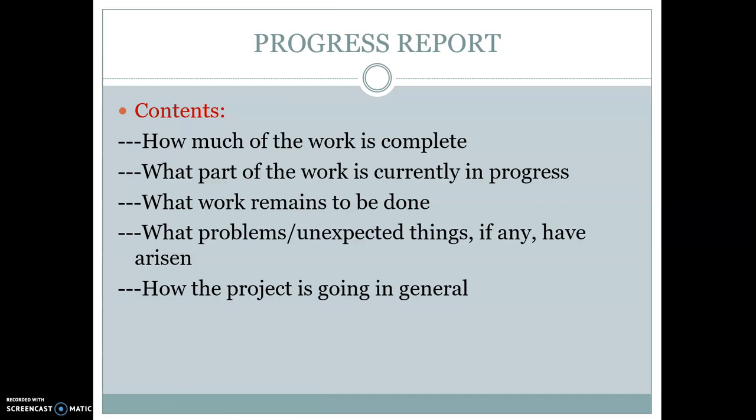So, now we will see what all do you write in a progress report. In the report, you explain any of the following items, that is, how much of the work has been completed, what part of the work is currently in progress, what work remains to be done, what problems or unexpected things, if any, have arisen, how the project is going in general. So these are the things that should be the content of the progress report.